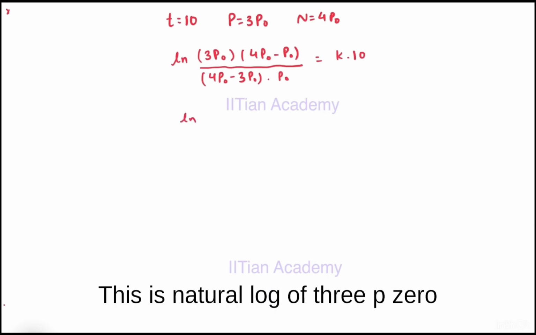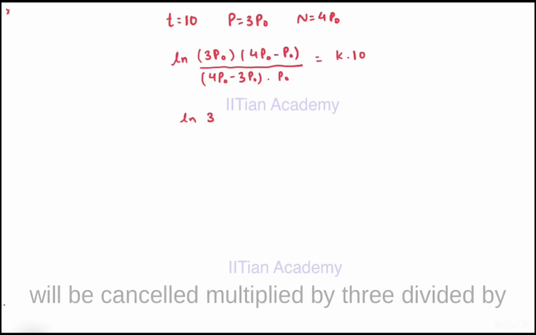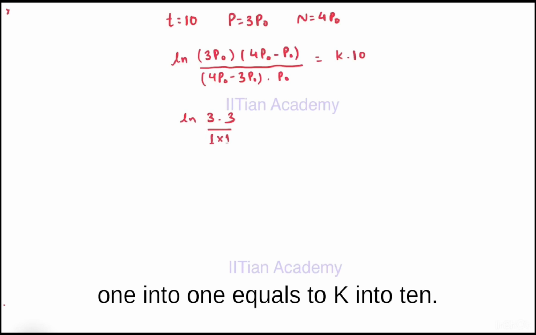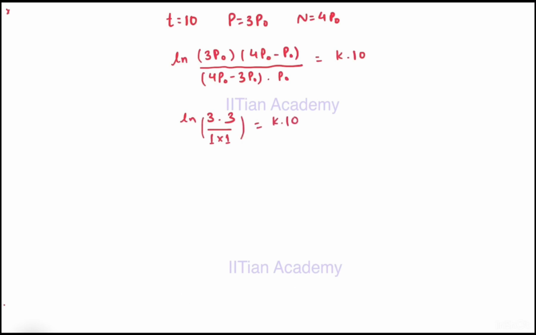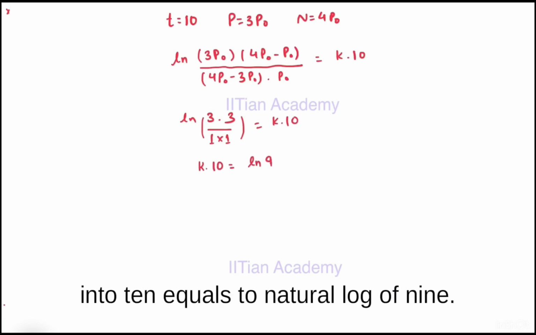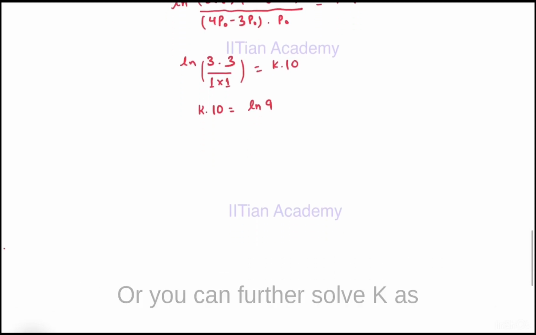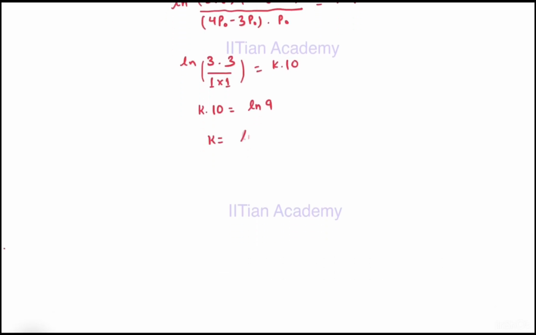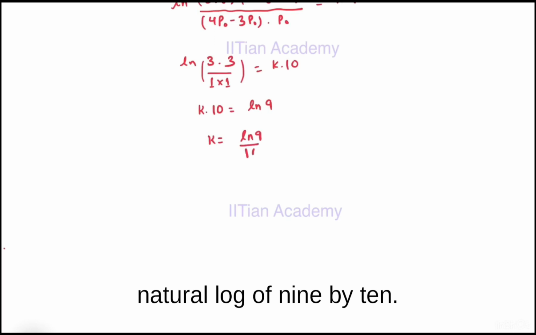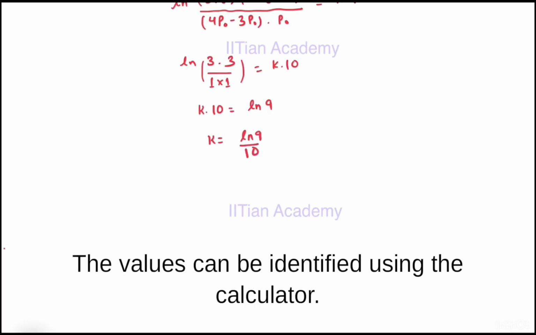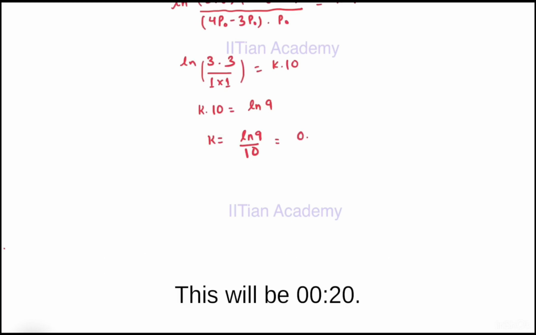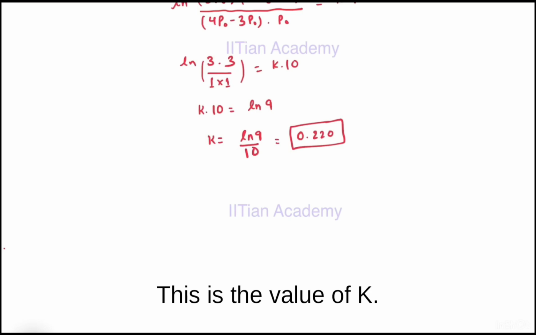This is natural log of 3. P naught will be cancelled, multiplied by 3, divided by 1 into 1, equals k into 10. So this will come out to be k into 10 equals natural log of 9. Or you can further solve k as natural log of 9 by 10. The values can be identified using the calculator. This will be 0.220. So this is the value of k.